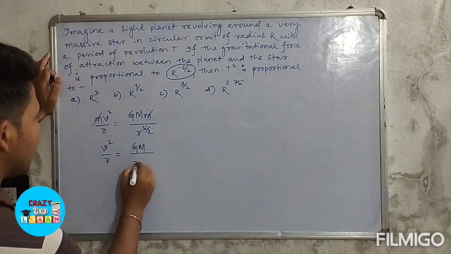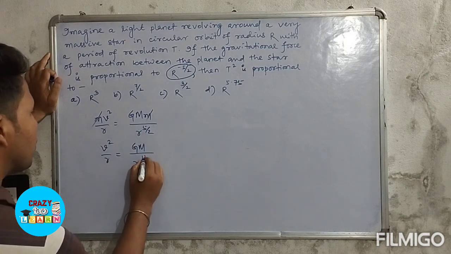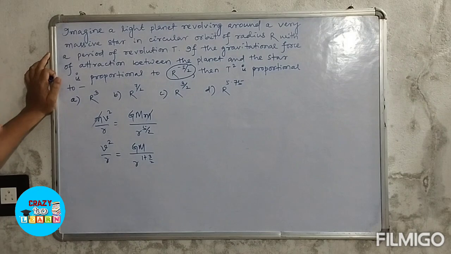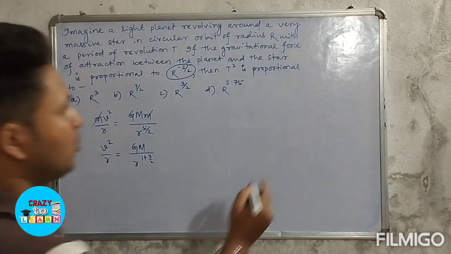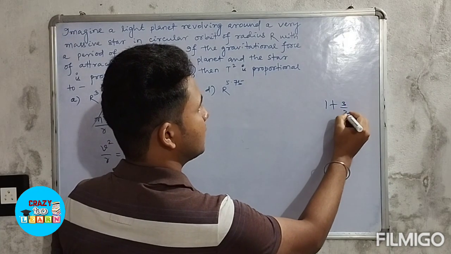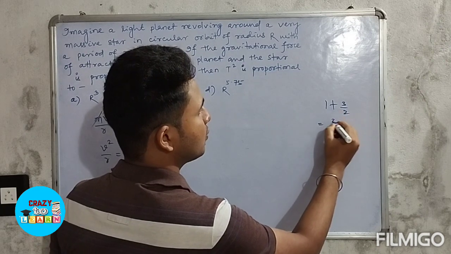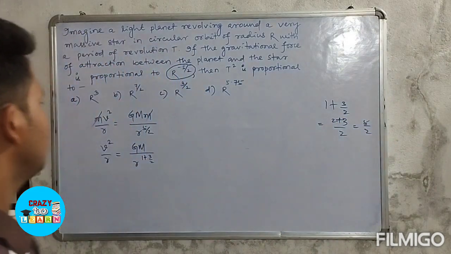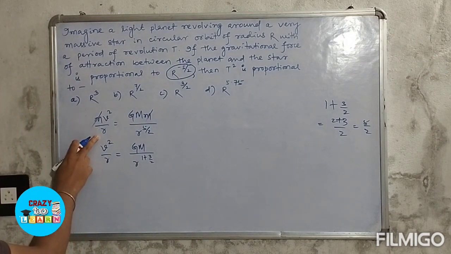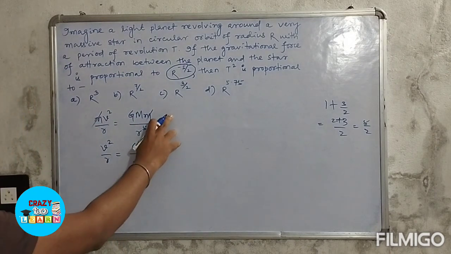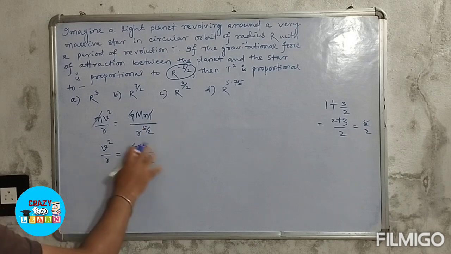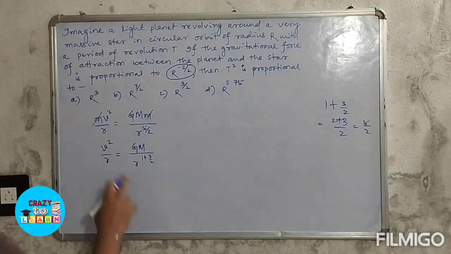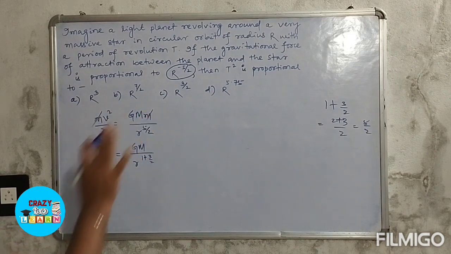by r power 5 by 2. Otherwise, r is divided here, when you take it to the other side, it will be multiplied, then you cancel it. That is the process. You can also do it this way.